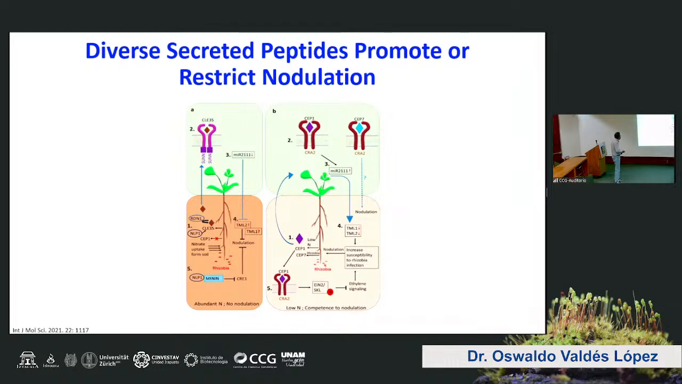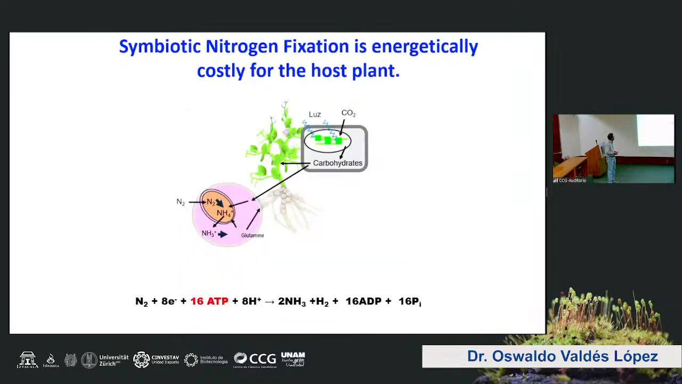And here we have the negative guys. There are the CLE peptides that, under abundant or optimal nitrogen conditions, will be produced and will restrict the symbiosis with rhizobia. Why? Because this symbiosis is really energetically costly.